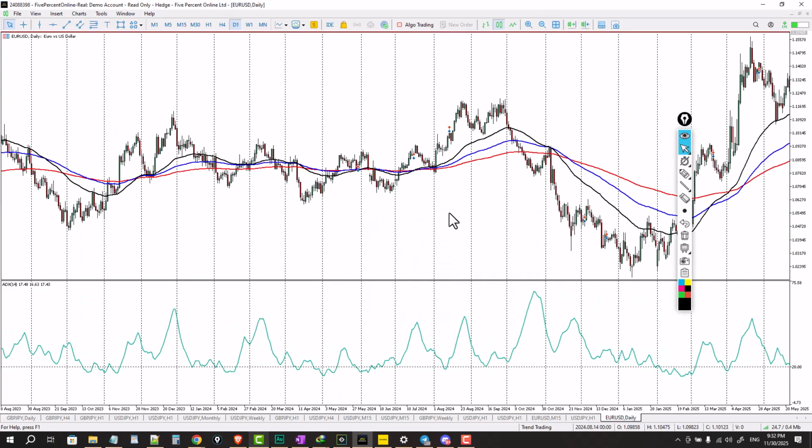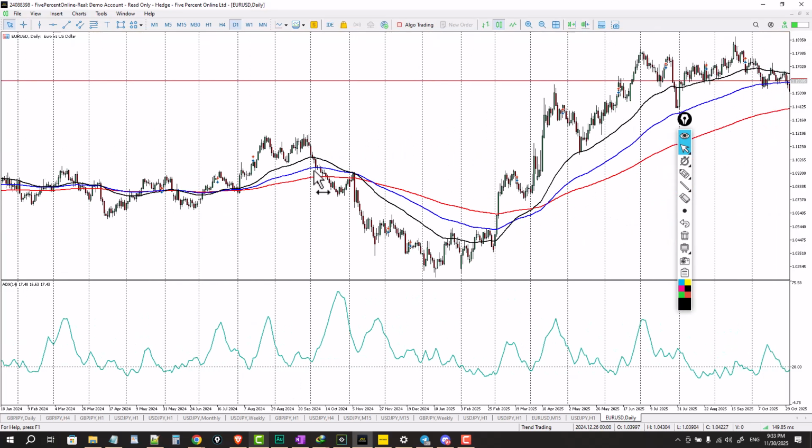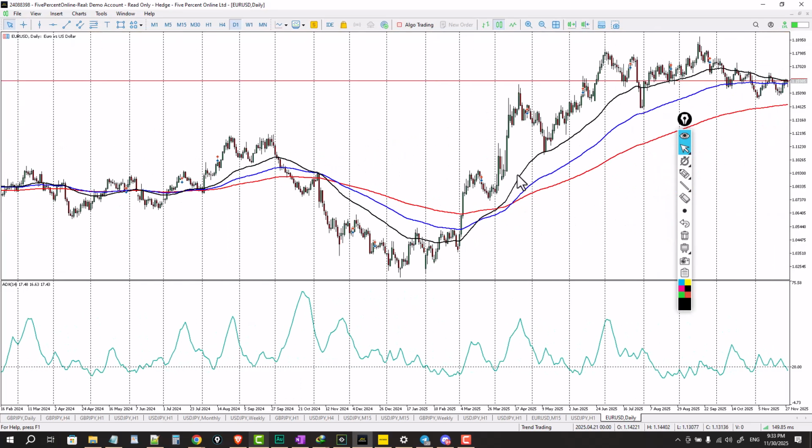So the way some traders use this approach is they will wait for the red line to be above the blue line and the blue line to be above the black line. And in this case, if price is below all of them, then we're clearly in a downtrending market, like we had somewhere around here. And the opposite is true for an uptrending market. So when the black line is above the blue line and the blue line is above the red line and price is above all of them, then we're in an uptrending market.